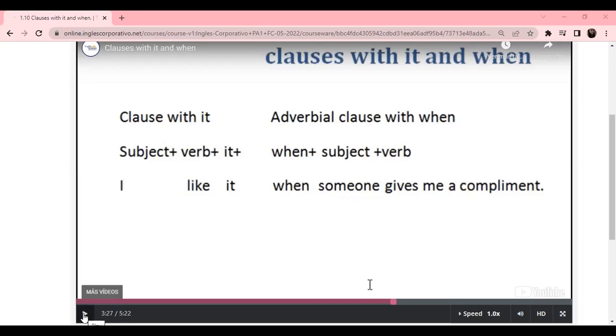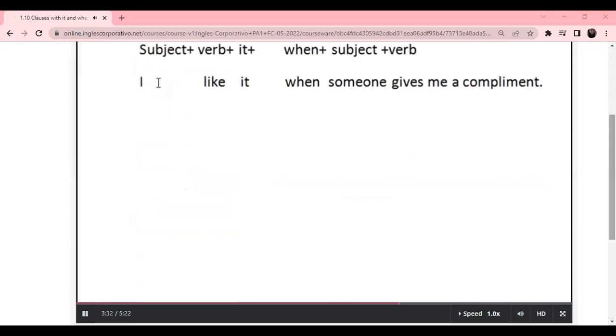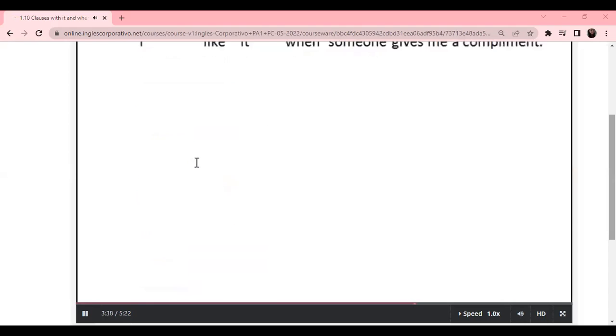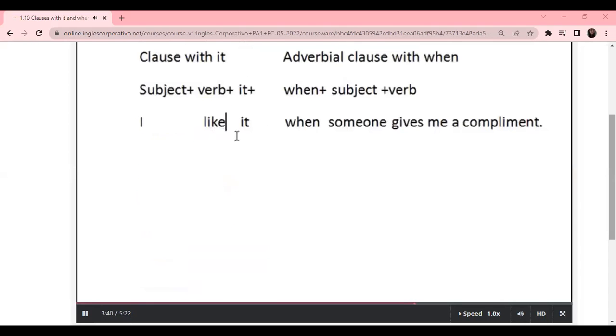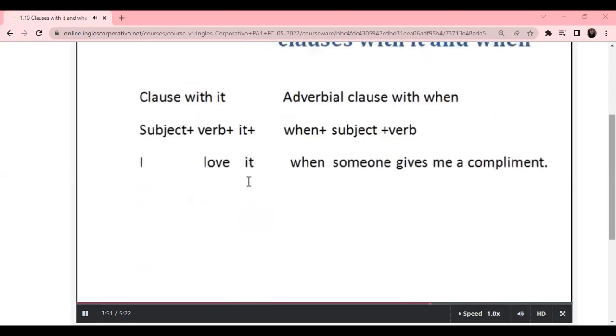So I could use this vocabulary here. I could easily say, I like it, such as the example here. I like it when someone gives me a compliment. Or I could say, I love it. So I could change the verb, I could change something else here. I can say, I love it when someone gives me a compliment. At the same time, I could also be neutral about it. I could say, I don't mind it. I don't mind it when someone gives me a compliment.